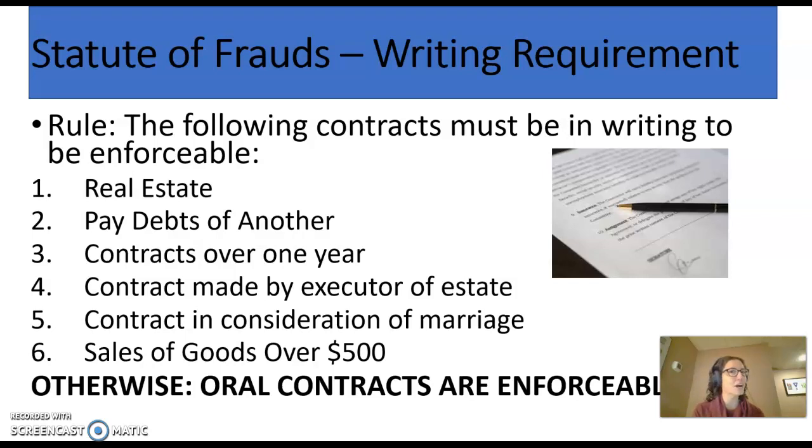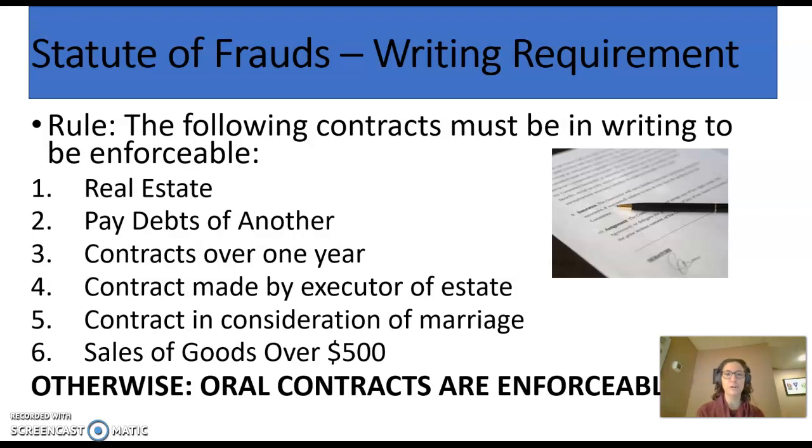I better get that contract in writing, because it is literally impossible for Jones to play as a DJ at my wedding in less than a year, because the event is 15 months away. Does that make sense? That contract has to be in writing. Okay, a couple that don't really have to do with business law are contracts made by an executor of an estate and contracts in consideration of marriage.